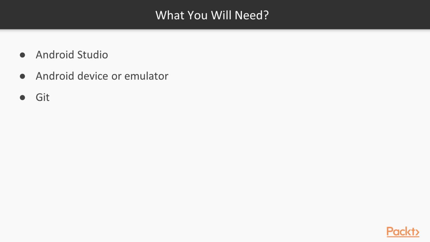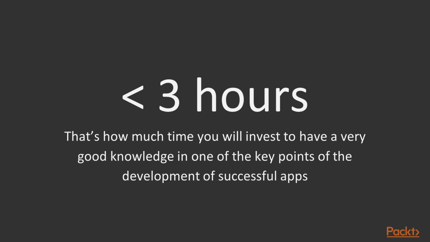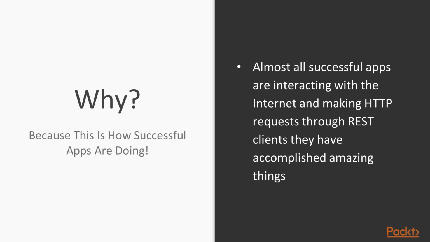And what you will need: you will have to download Android Studio. Of course, you will need an Android device or an emulator, and it's also important that you have Git on your local machine. The total time of this course is 3 hours. So in 3 hours, you will have a good knowledge in how to create a REST client, clean architecture, unit testing, and MVP architecture.